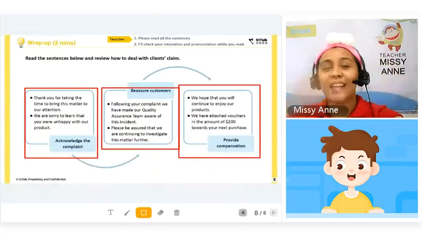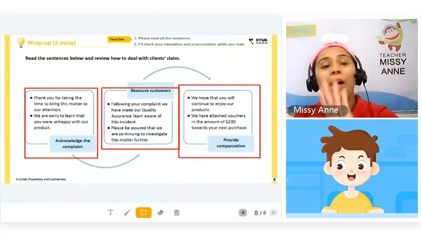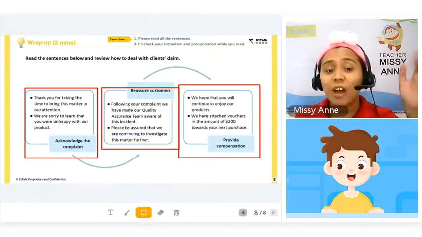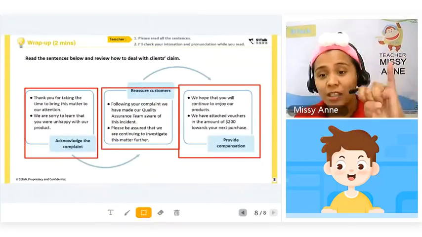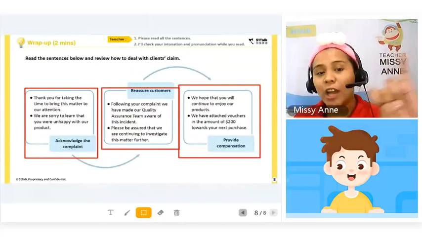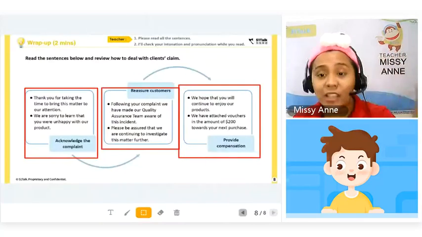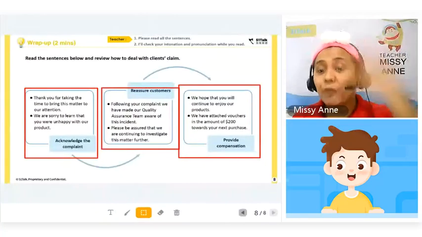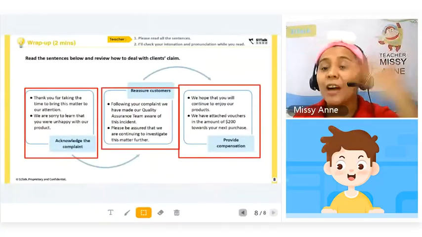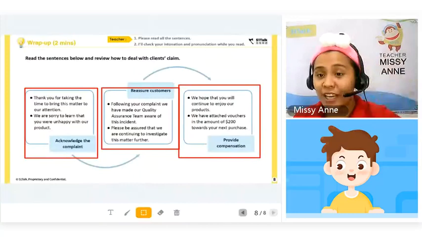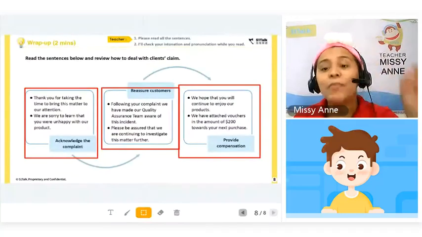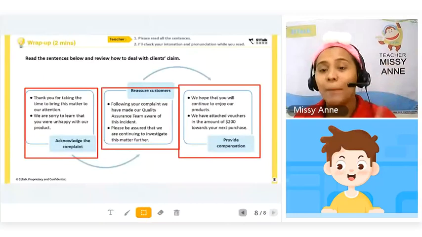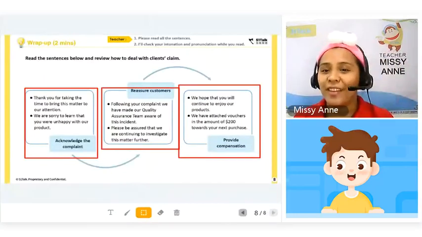Very good. So just a recap, Fiona. When responding to client's compensation claim, you can start with acknowledging the complaint or apologizing and understanding the bad experience of the customer, and then proceed to the next step of reassuring the customers that the complaint will be investigated or looked at for further details, and then end with providing a compensation for the customer. All right?